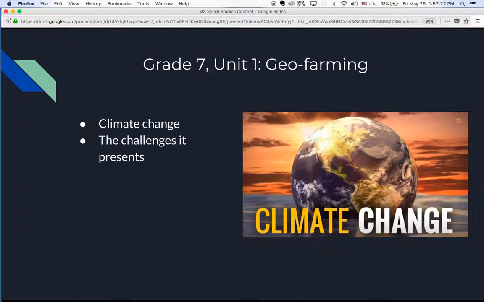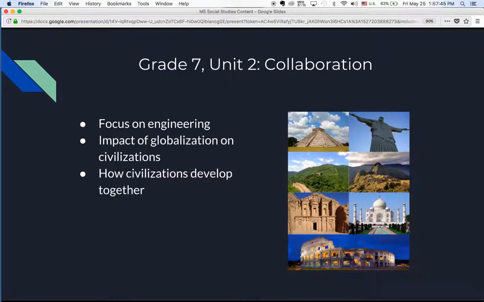So the first one we call geofarming, and this one is really about how the earth has changed over the centuries, and especially in more recent history, and also the challenges that come along with it, scarcity of resources, and how people adapt to overcome these challenges. The second one we call collaboration, the primary focus of this one is engineering and how different civilizations or cultures interact with each other to develop and meet their needs.